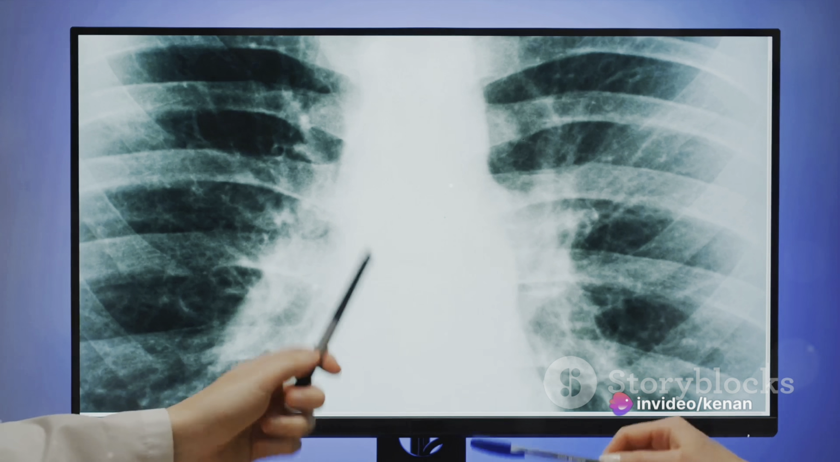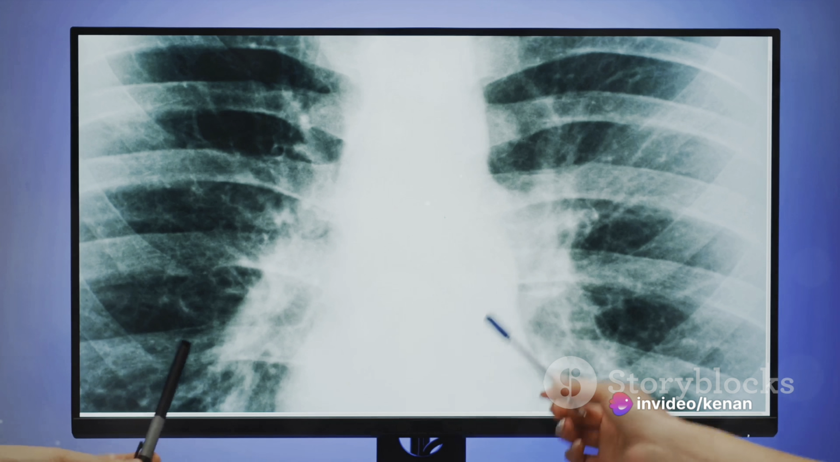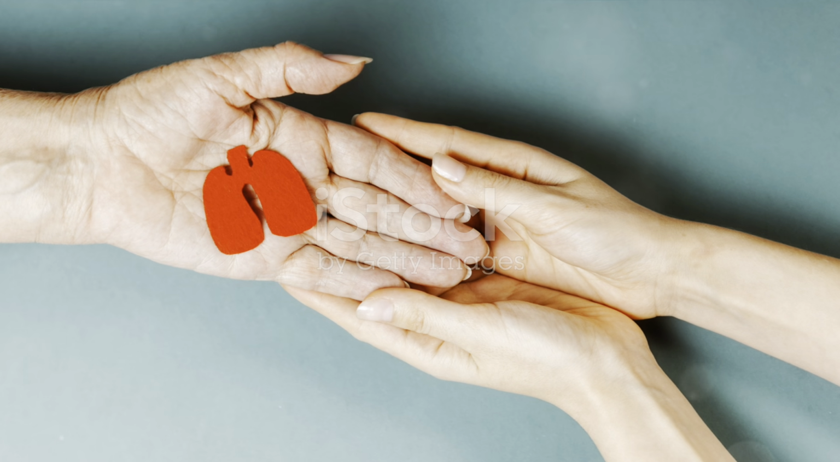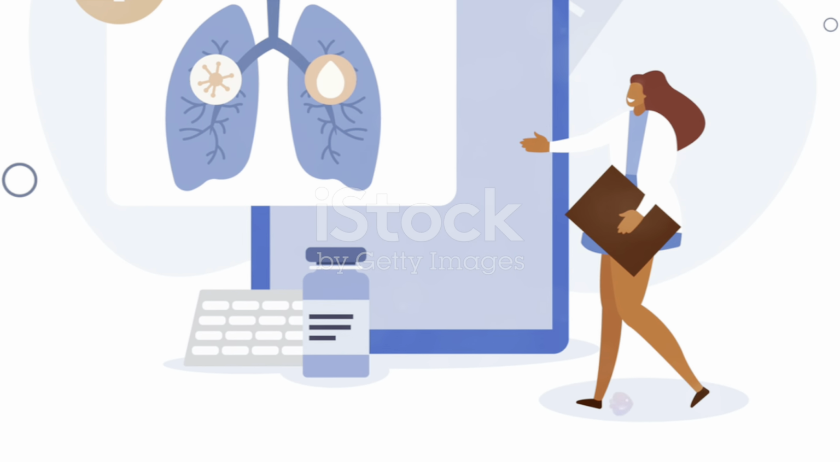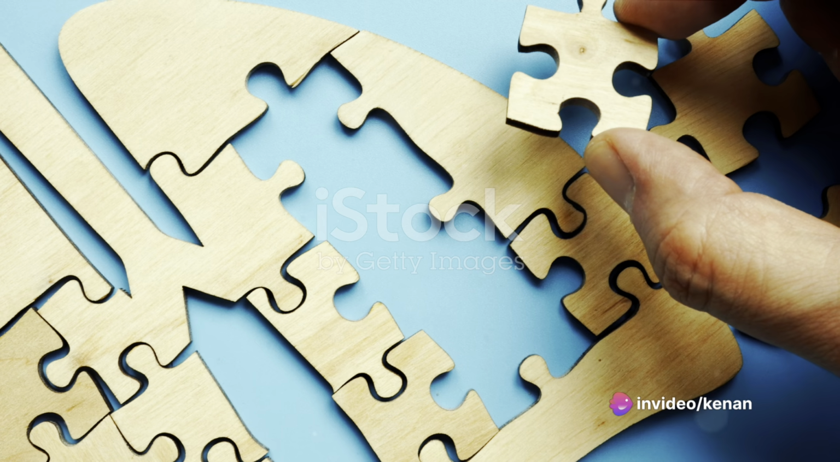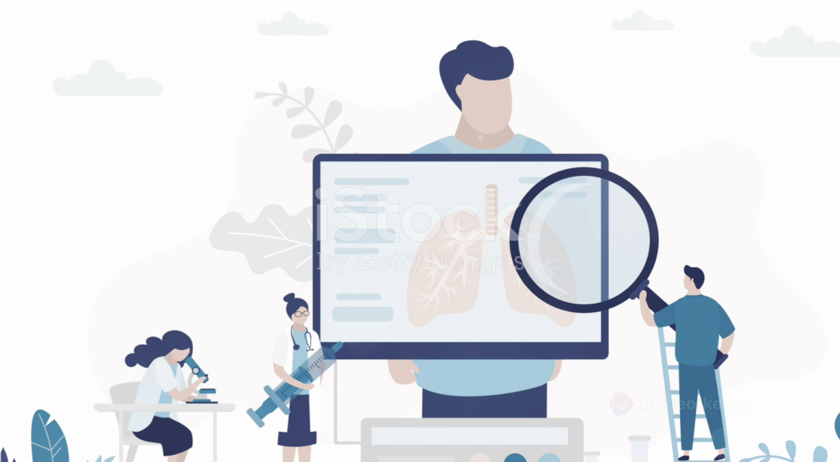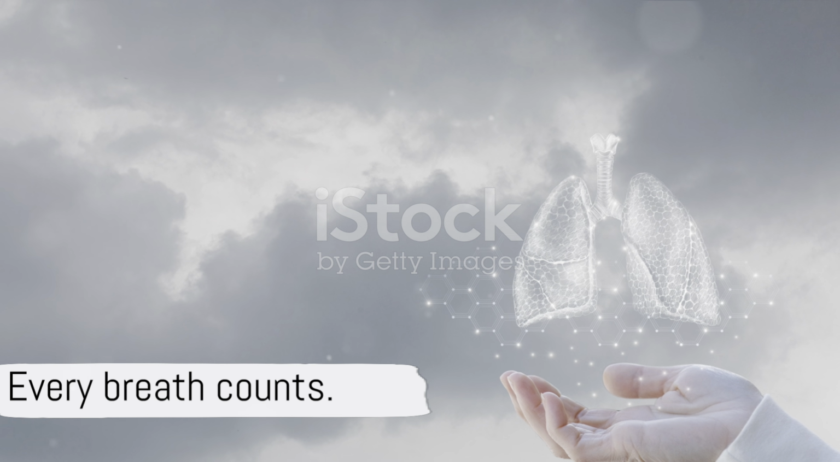To summarize, the treatment methods for lung abscess can vary based on the specific condition of the patient, the severity of the infection, and the sensitivity of the pathogen. Therefore, the treatment should be formulated and monitored by professional doctors based on the actual situation. This underlines the importance of early detection and timely intervention in the management of lung abscesses. So remember, when it comes to lung health, every breath counts.